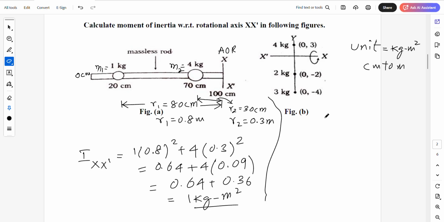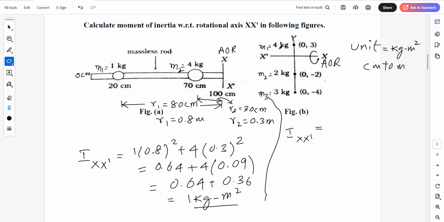For figure B, okay, xx dash here is horizontal. Okay, how many masses are there? 1, 2, 3 masses are there. Okay, let me call this as m1. Okay, this is what? m2. This is what? m3. Okay, 3 mass system. This is, okay, use the formula I x dash. This is axis of rotation. This is axis of rotation.